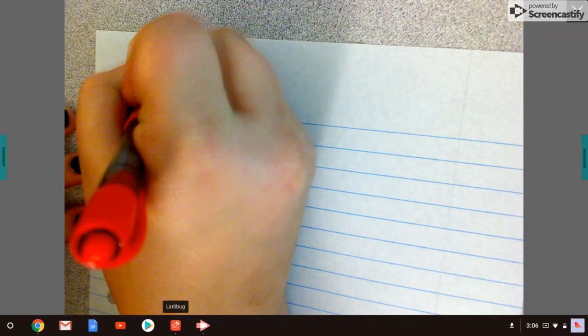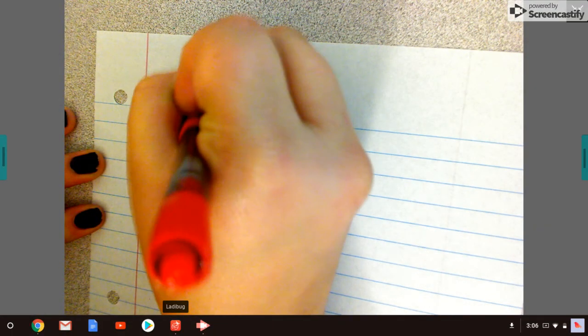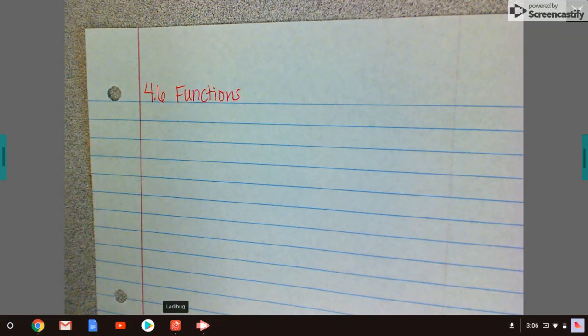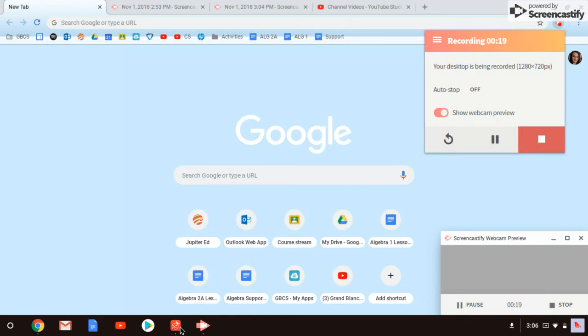We're going to walk through our notes on section 4.6 on functions. Before we start talking about functions though, in order to define it, I need to define something else first. So we're going to get a couple definitions down.